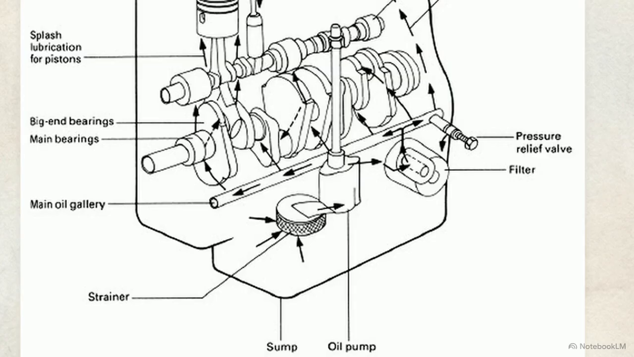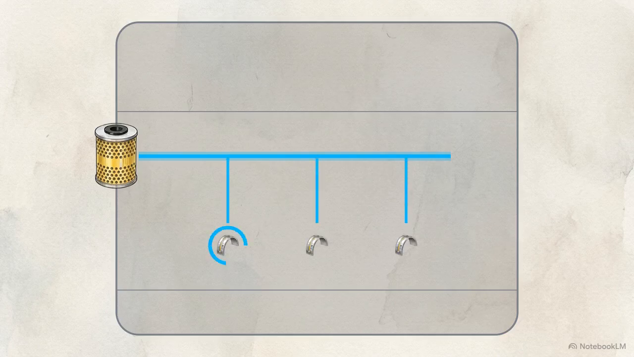Returning to the flow path, the pump pushes high-pressure fluid directly into a paper filter, stripping out microscopic metal and carbon particles. The clean oil exits the filter and enters the main oil gallery, a long, central horizontal drilling through the cylinder block, acting as the primary distribution artery. From this central gallery, separate drillings route fluid downwards, forcing it directly into the engine's main bearings to establish full film lubrication at the heaviest load points.